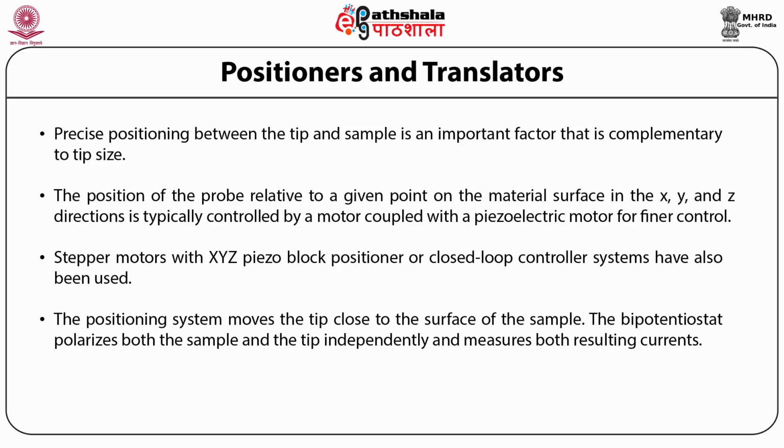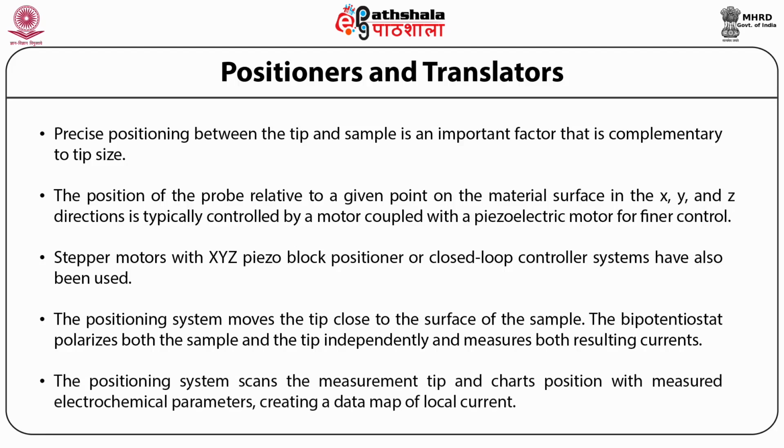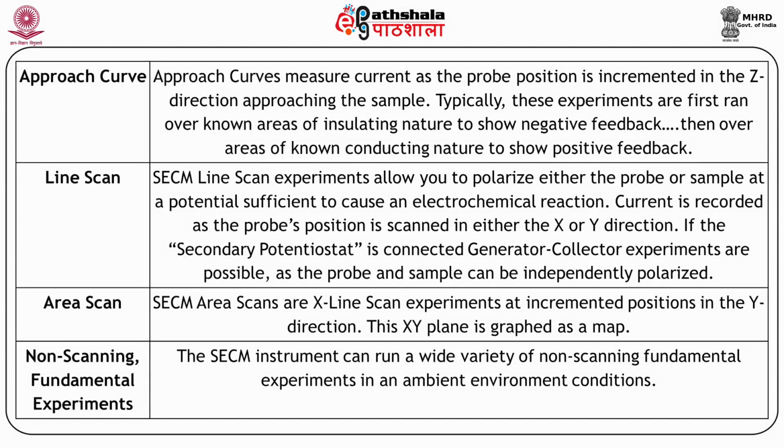The tip is an ultra microelectrode with a specific tapered polish and an active radius lower than 100 microns. The positioning system scans the measurement tip and charts position with measured electrochemical parameters, creating a data map of local current. Here, approach curves are discussed.